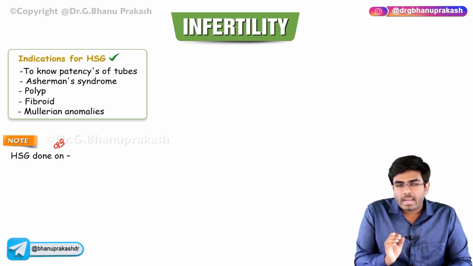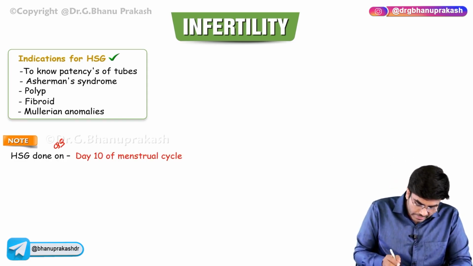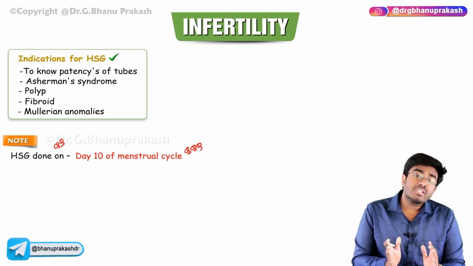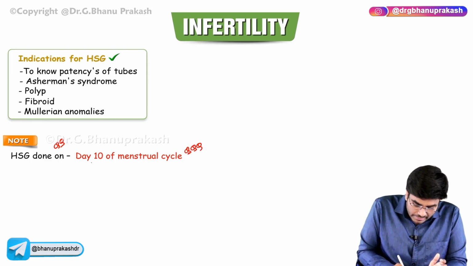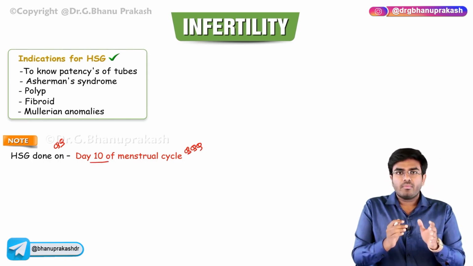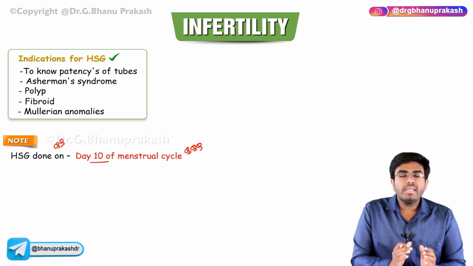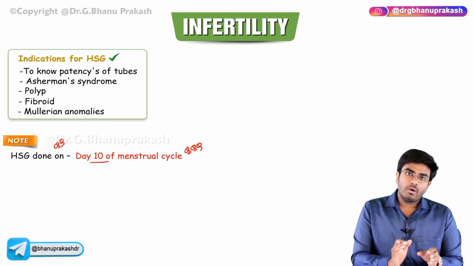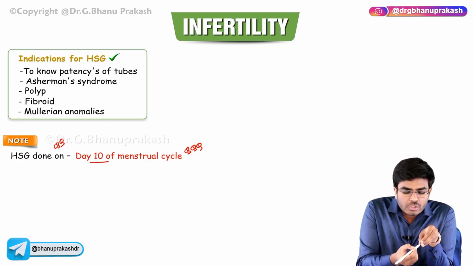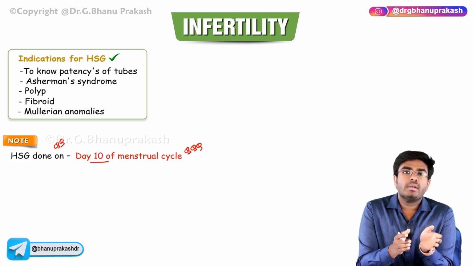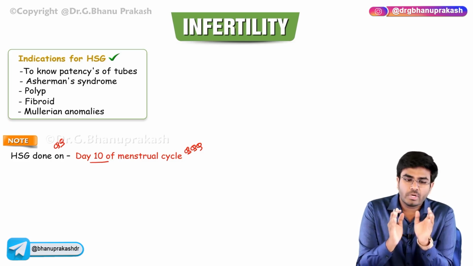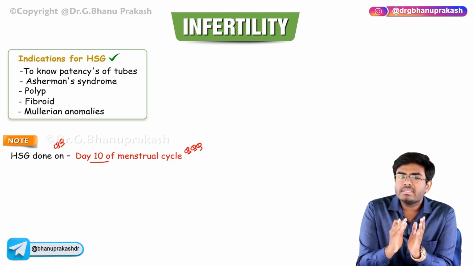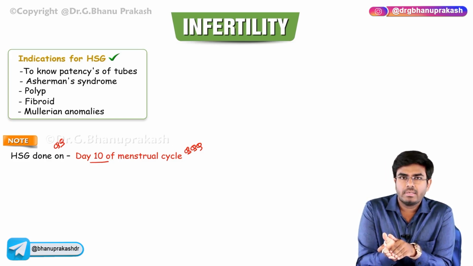Okay. Now, after this, let's talk about the day on which hysterosalpingography is done. This hysterosalpingography should be done on day 10 of the menstrual cycle. Why should it be done in the first half of the menstrual cycle, especially on day 10? For example, why is the female coming to our clinic? The female is coming to our clinic with the problem of infertility. Now, if you are doing hysterosalpingography on day 16, day 17 or day 18, this is the second half of the menstrual cycle.